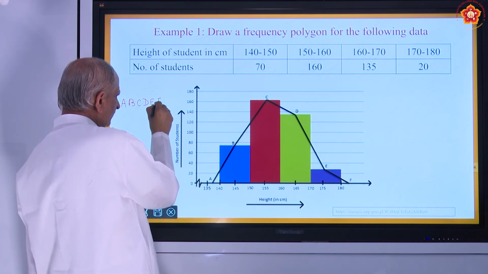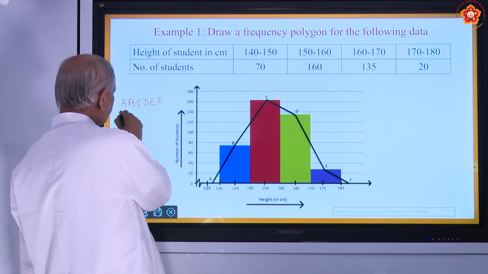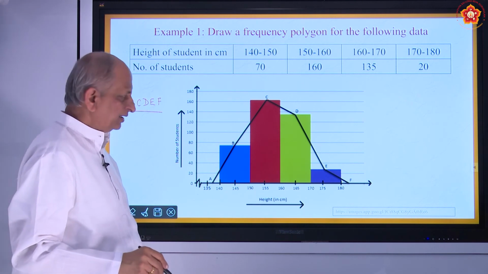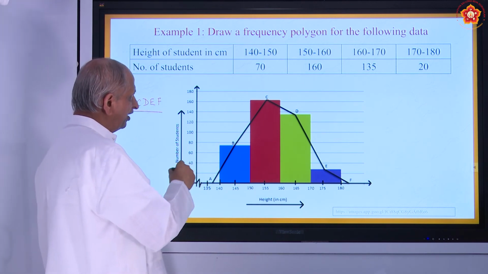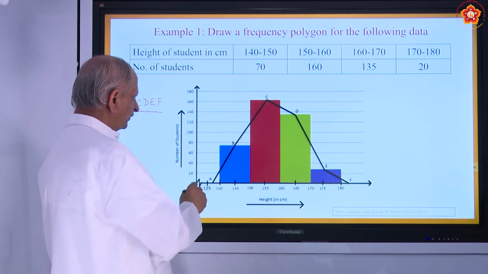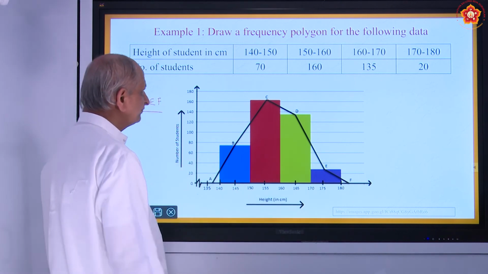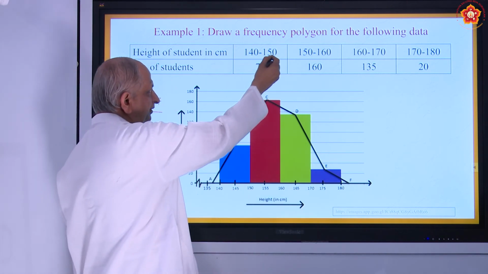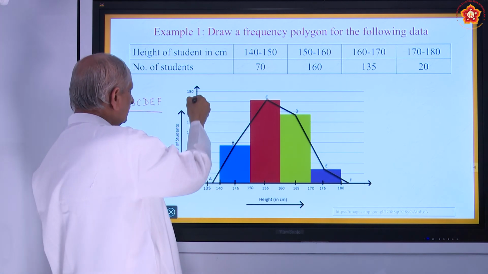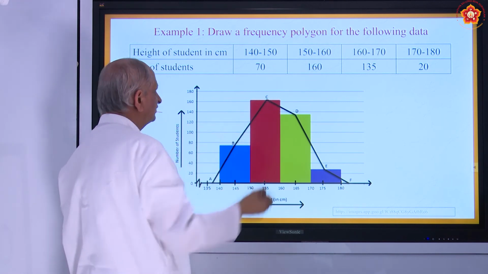Last point is F there. Starting point is A here. This is what is called a frequency polygon, and it is done on the basis of a histogram. Heights in centimeters are taken on the x-axis, that is, the class intervals. Frequencies are taken on the y-axis, as you see here.